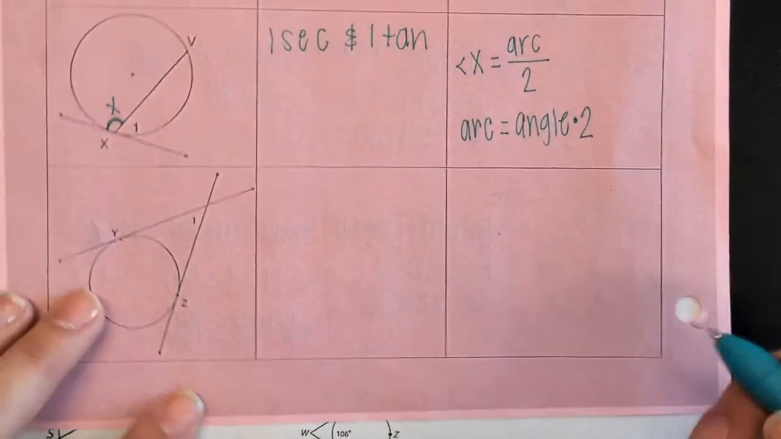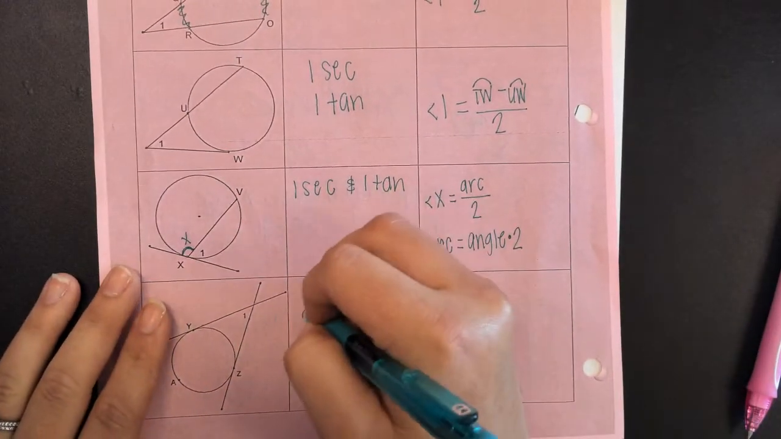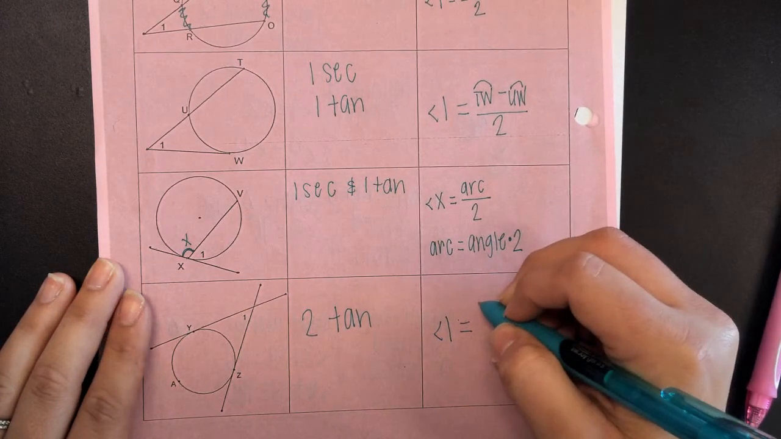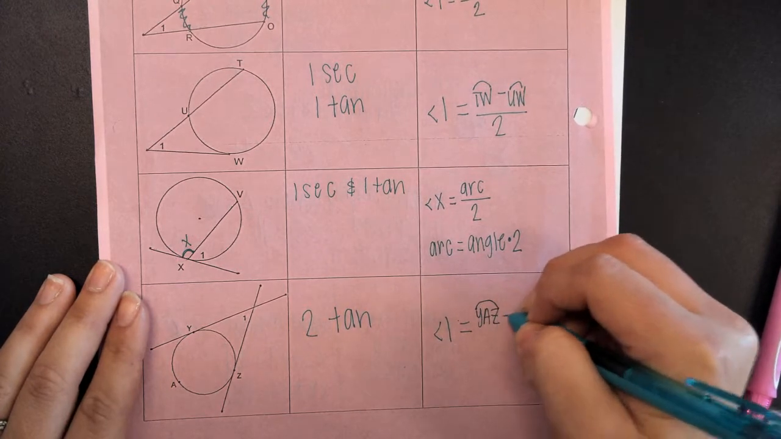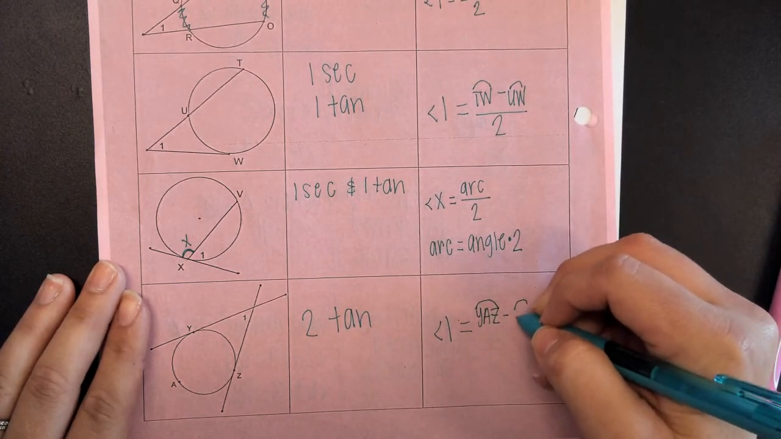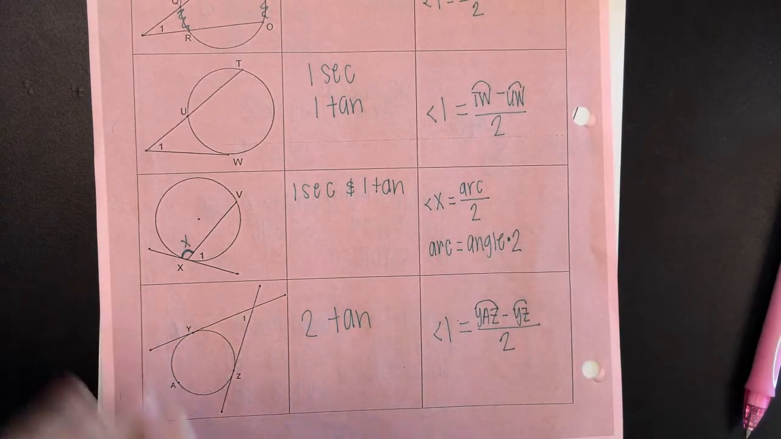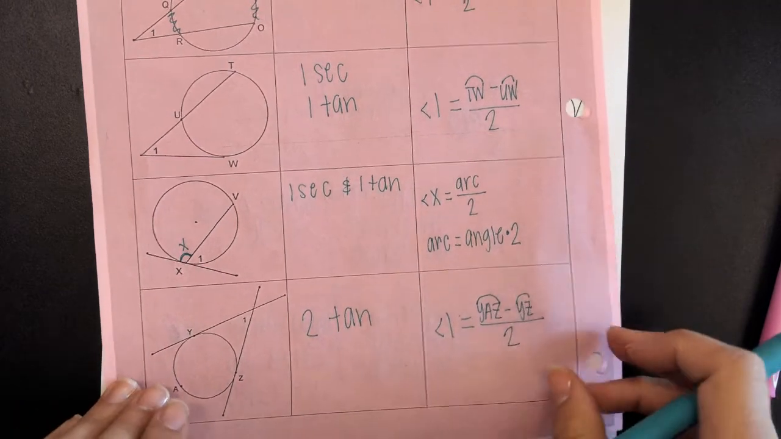What kind of lines do we have right here? I'm sorry, 2 tangents. If I want to find angle 1, what's big arc? Use 3 letters for big arc. YAZ minus what? Divided by? Yes.